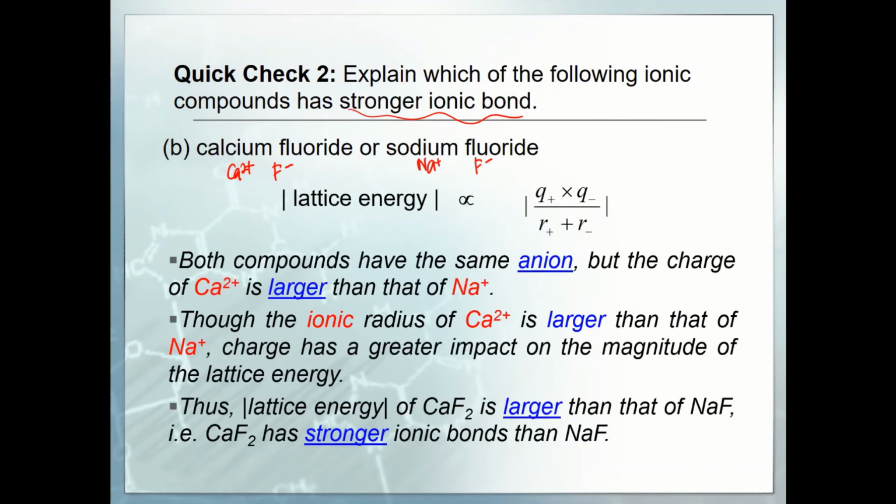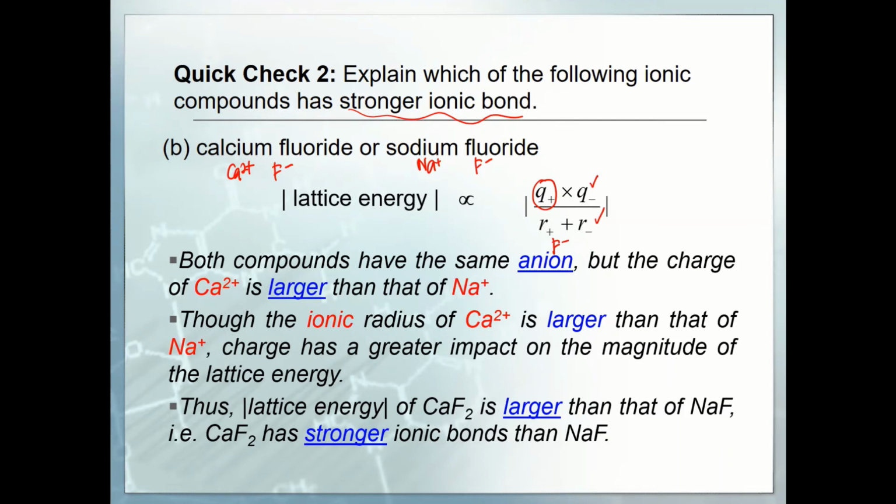So first thing, identify that in this case, both anions are the same. That means your F minus. Both have the same anion, so I can disregard Q minus, R minus. Okay, so now you will see that in this case, the cation is different. All right, what is different? Ca2 plus compared to Na plus. So the charge, the Q plus, is different. So the charge on Ca2 plus is larger than that of Na plus.